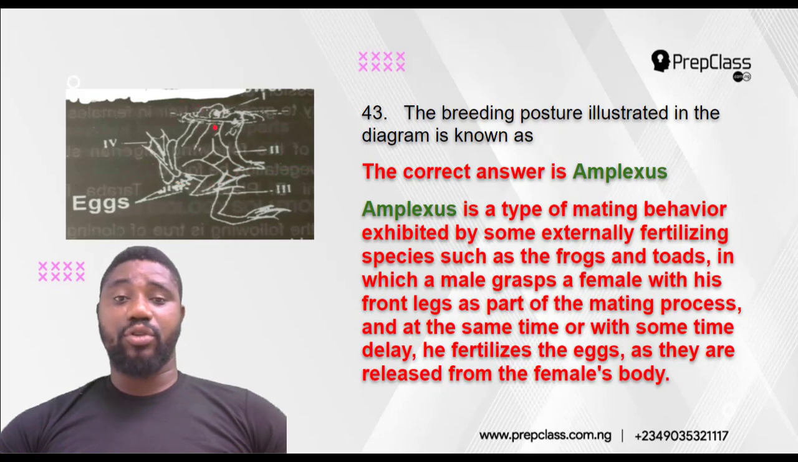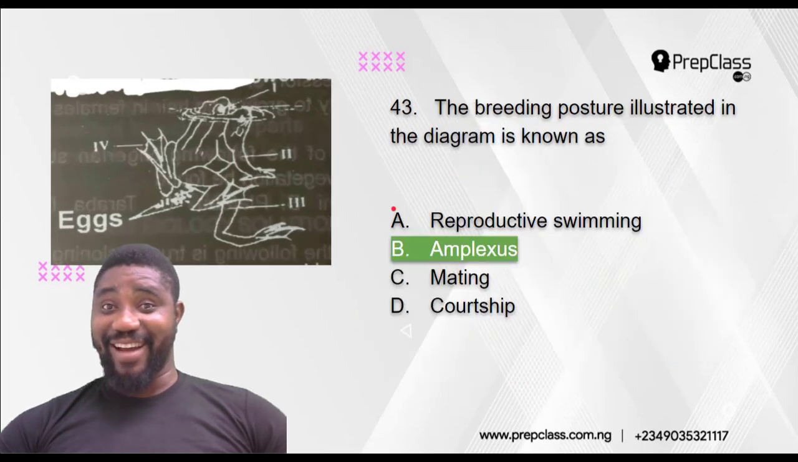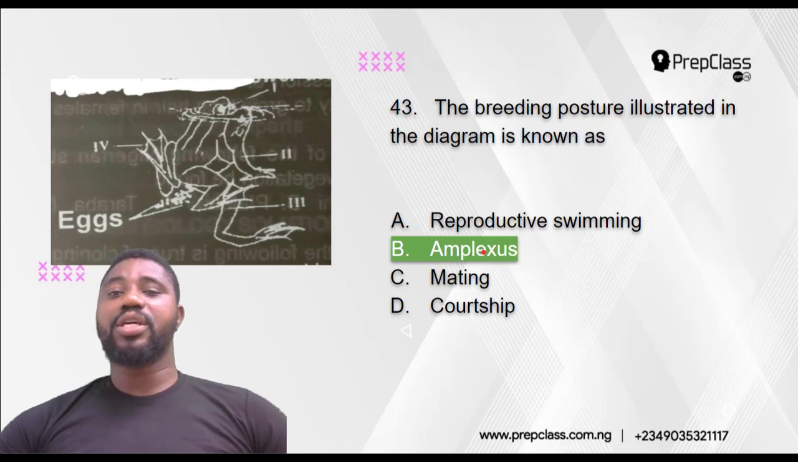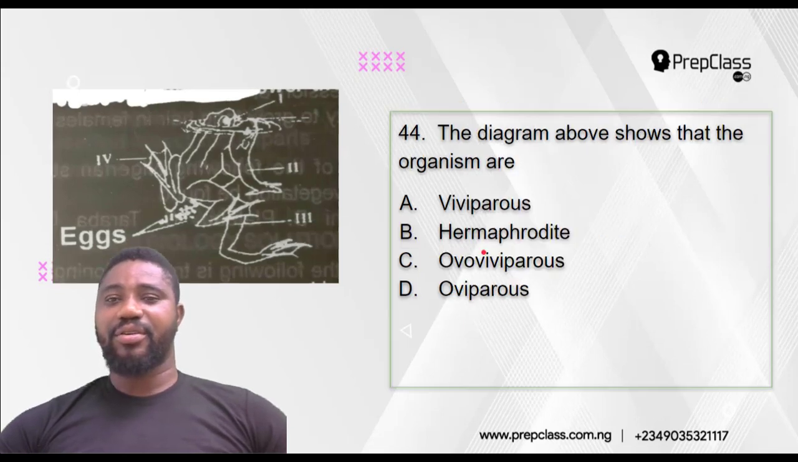The male climbs on the female's back, grips her tightly with his four limbs. As the female is laying eggs, the male is shedding sperm over them. It occurs in amphibians, mostly toads and frogs. So it's external. It's a kind of fertilization we call external fertilization, but that kind of mating position is called amplexus. I believe you've learned something today, right? Good. So the correct answer to that question is option B, amplexus.